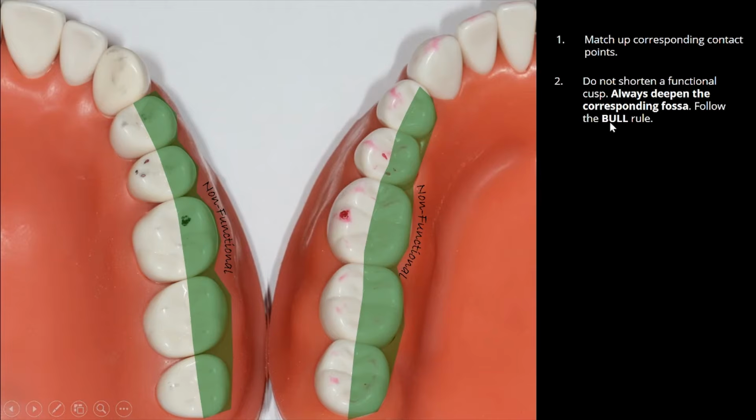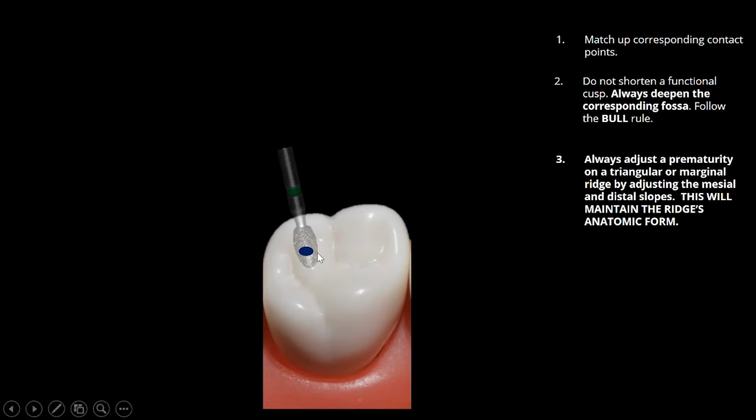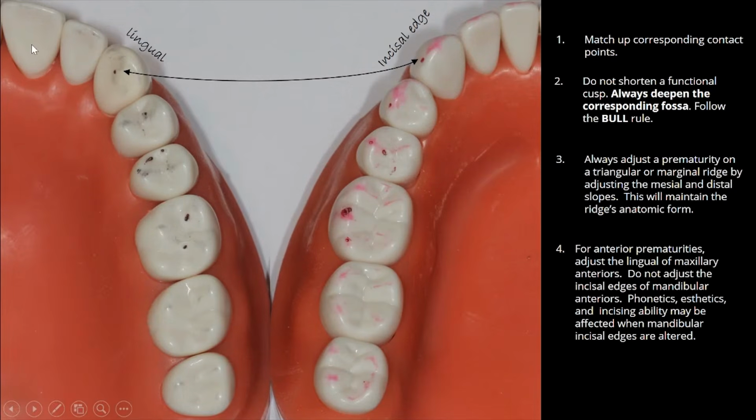So one way to visualize it is just imagine if you divide this tooth in half, and then we're going to say there's a functional region and a non-functional region. And we can follow what we call the BULL rule. So BULL stands for buccal of the upper and lingual of the lower. These correspond to areas in which it is safe to adjust because these are non-functional areas.